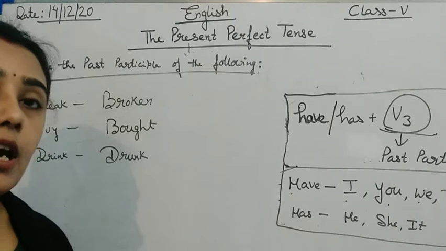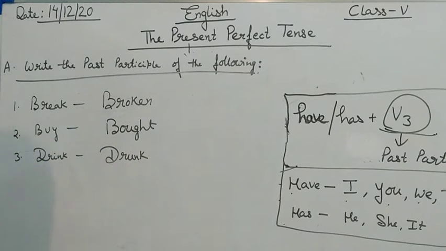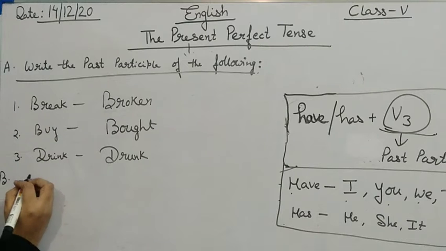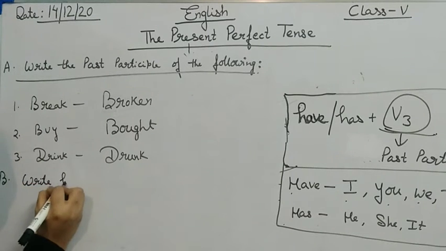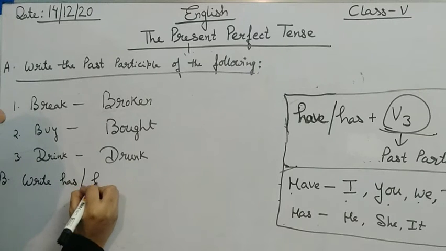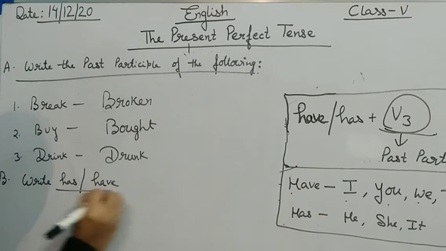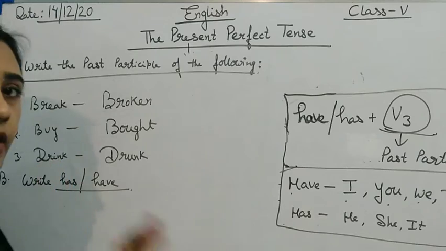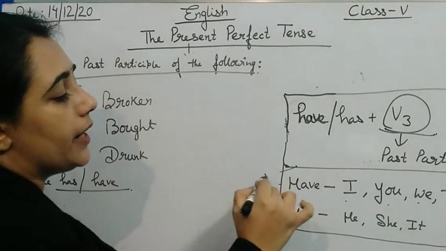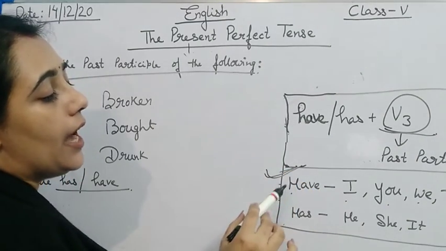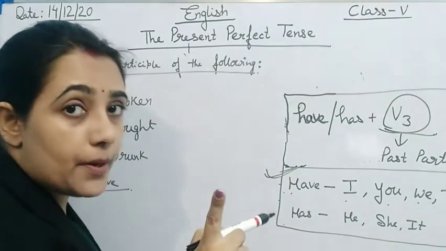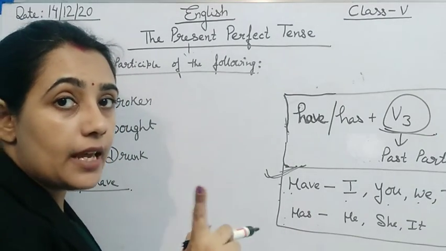Now let's discuss the B part, B exercise. Read the following sentences and write has or have. Like where to use has and where to use have. This is a very easy concept. Just keep this in mind: have with plural person and has with single person.